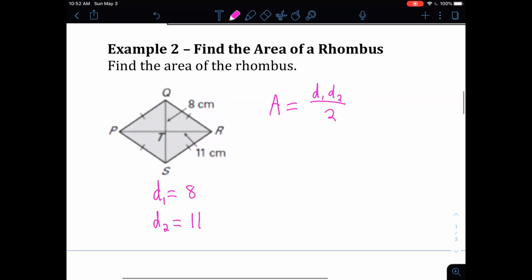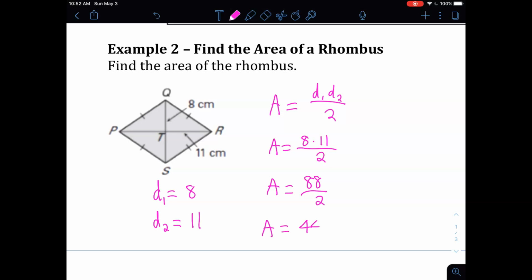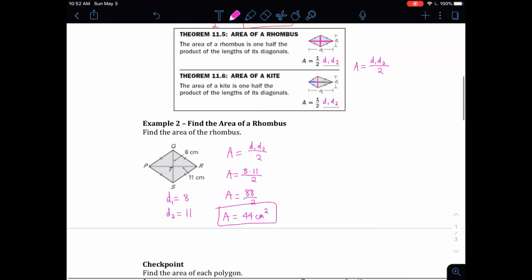Then we just plug it in. So we're going to do area equals diagonal 1, which was 8, times diagonal 2, which is 11, all over 2. 8 times 11 is 88 over 2, and 88 divided by 2 is going to be 44. It's centimeters, and it's going to be centimeters squared because it's area. Okay?